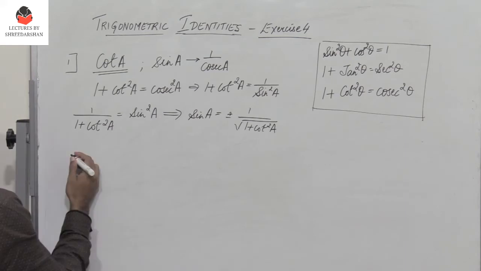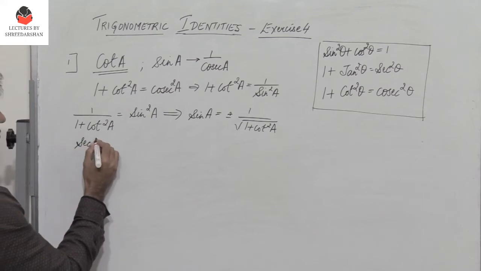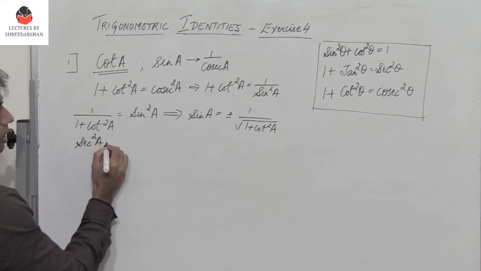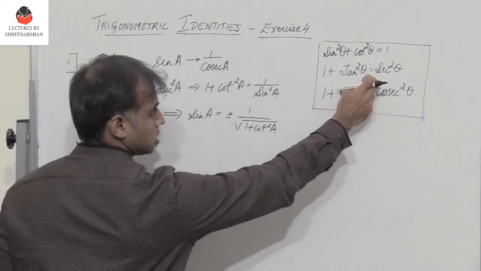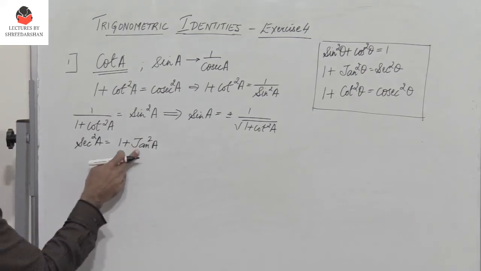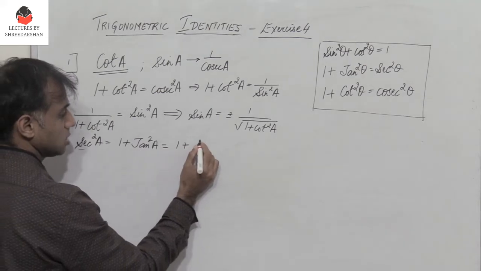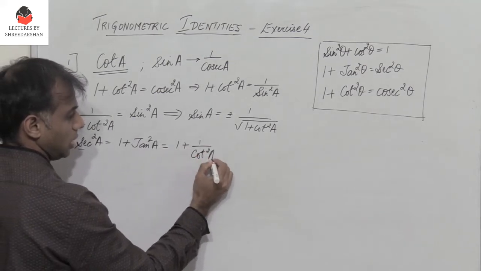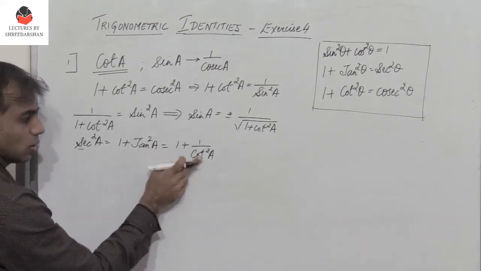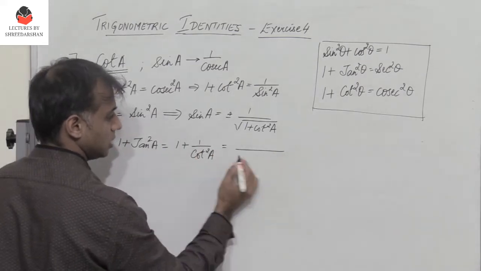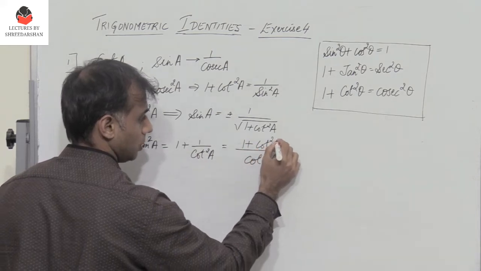Right? So next, let me express secant A. So we know that secant square A equals 1 plus tan square A. So according to this relation here, I have tan A, but now I need to express secant A in terms of cot A. So this is nothing but 1 plus 1 by cot square A, isn't it? So secant square A is 1 plus 1 by cot square A because tan A is 1 by cot A. So let me take the LCM here. So it becomes cot square A into 1 plus cot square A.